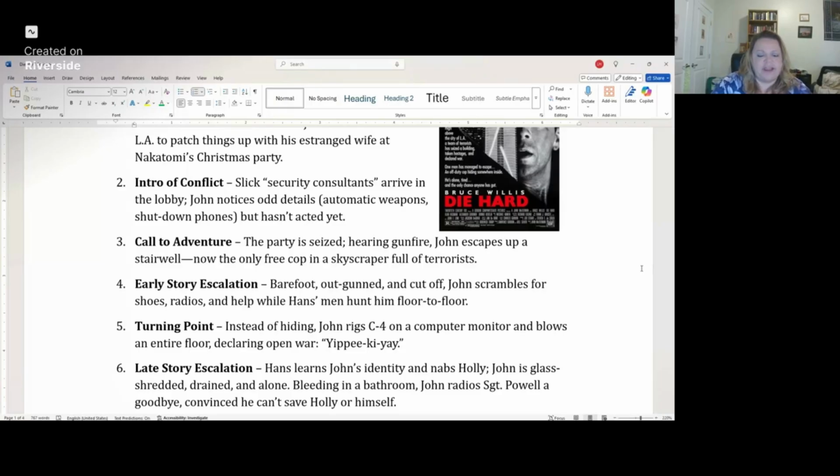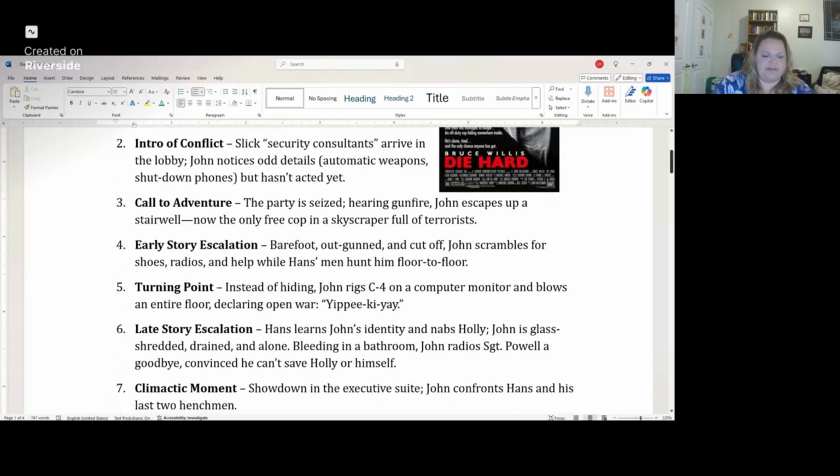John is glass shredded, drained, and alone. Bleeding in a bathroom, John radios Sergeant Powell a goodbye, convinced he can't save Holly or himself. So you can see that this is a lot more dire, and he's starting to despair that this might not work out for him. So that's the late story escalation.